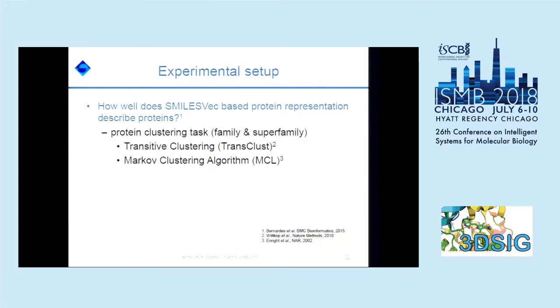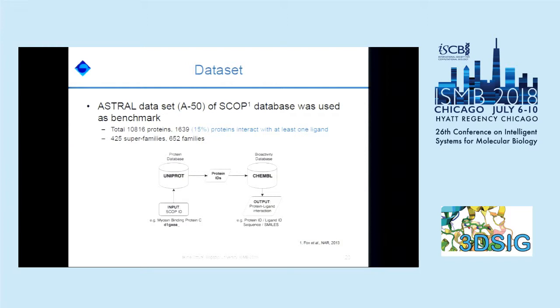And we tried to assess how well this SMILES-vec-based representation actually describes the protein. So we adapted a protein clustering task and clustered proteins into families and superfamilies. We used two popular clustering algorithms, transitive clustering and microclustering. As for the data set, we used the SCOPe database, which has some subsets called ASTRAL data sets. Here we specifically used the a50 data set, which means that the proteins in this data set have at most 50% sequence similarity.